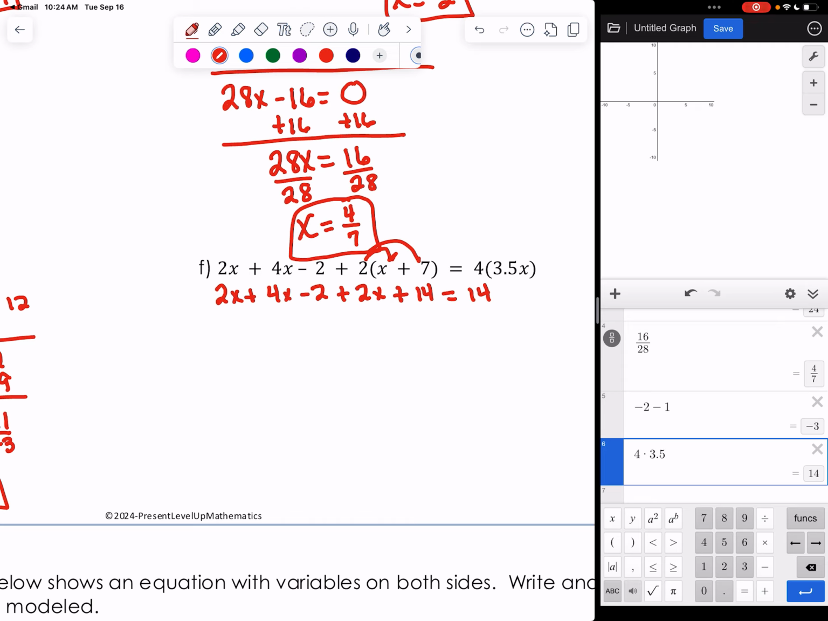So step 1, we removed all of our parentheses. Step 2, let's combine the like terms. So we have a 2x plus the 4x plus the 2x. So that would be 8x. Now we also have negative 2 plus 14 that can be combined. And that would give me positive 12. And that is equal to 14.